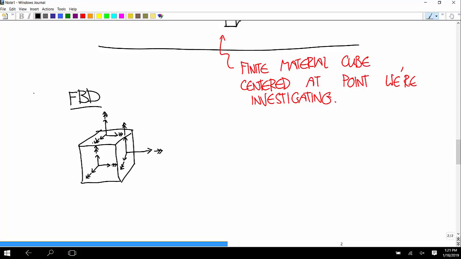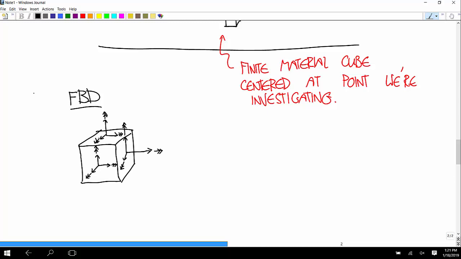So for this finite cube, how many unknown reaction loads do we have? Each face has 6 loads, 3 forces and 3 couples, right? And we have 6 faces, so that's 36 unknown reactions. Okay, this is finite, so it doesn't exactly represent what's happening at that point. It just represents what's happening around that point, right?